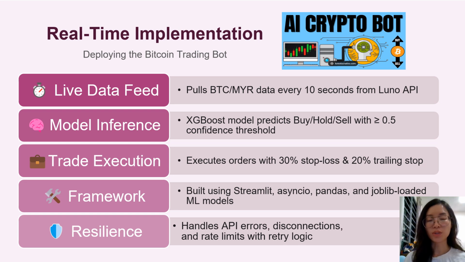Trades are only executed when the model's confidence exceeds 0.5, along with safety measures like a 30% stop loss and a 20% trailing stop. This system is powered by Python using threading and asyncio, enabling concurrent execution and responsive monitoring. The result is a stable and production-ready trading bot that adapts in near real time to dynamic market conditions.